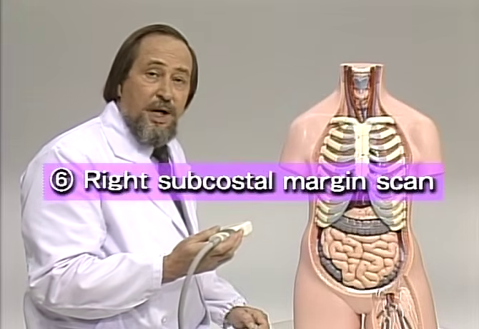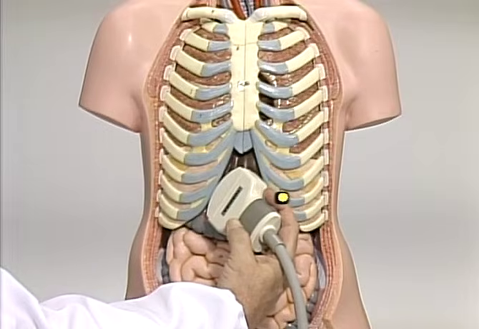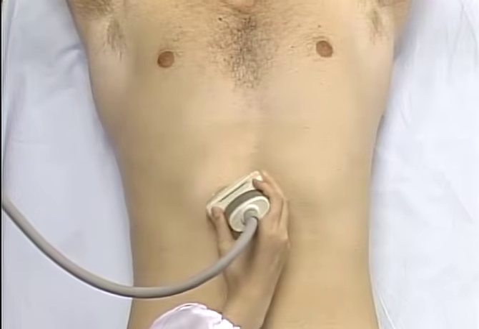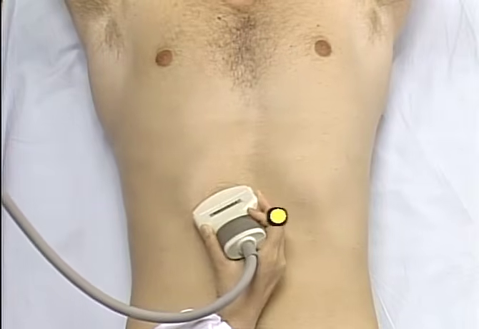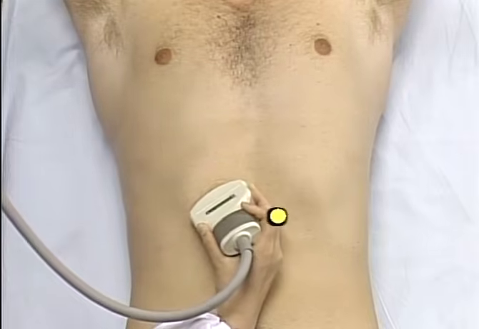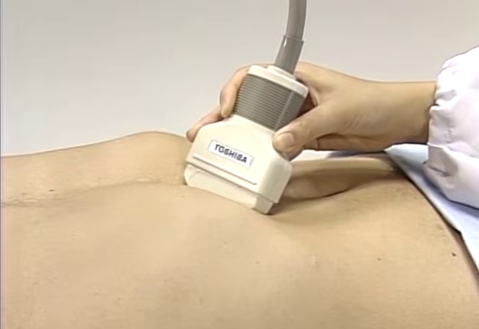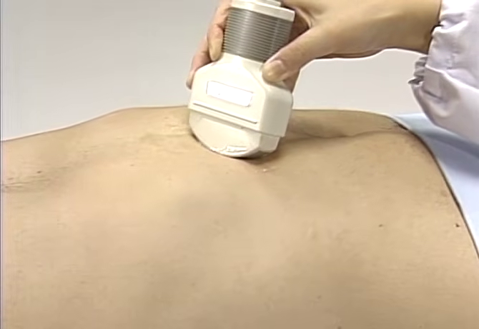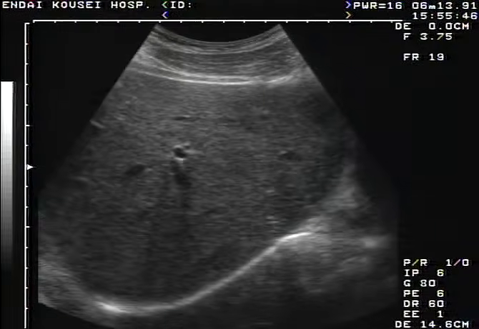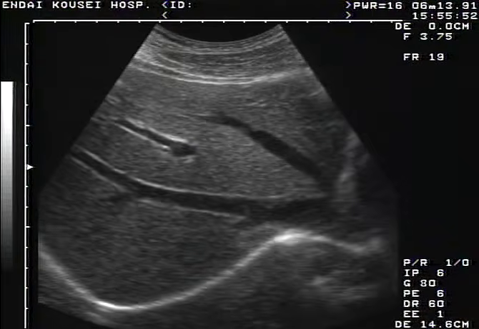Next is the right subcostal margin scan. Use this procedure to observe the right hepatic lobe, gallbladder, bile duct, and right kidney. Scan by slowly sliding the probe along the costal margin and tilting it. Repeat the motion several times. When you want to obtain a clearer image, have the patient do abdominal breathing and have him breathe in and then hold his breath. This is because the liver is shifted below the costal margin and the acoustic window is formed.